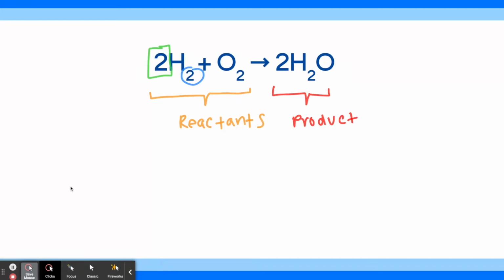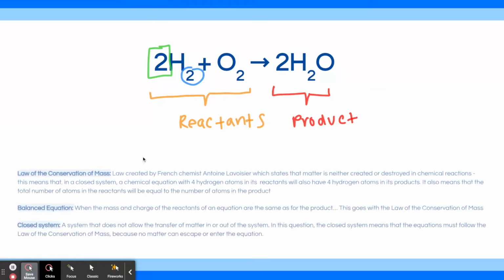So those are the parts of the chemical equation themselves. And then these are some other terms you need to know for this question. So the law of conservation of mass is a law that states that matter is neither created nor destroyed in chemical reactions. So in a closed system, a chemical equation with 4 hydrogen atoms in its reactants will also have 4 hydrogen atoms in its products.